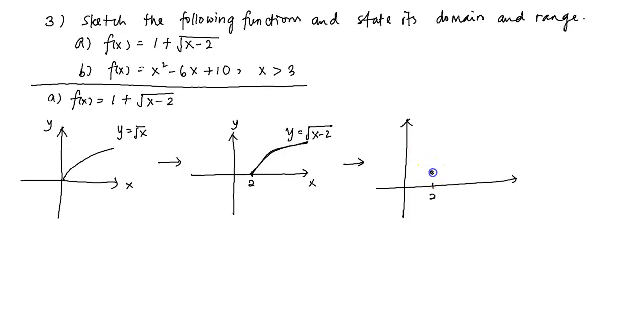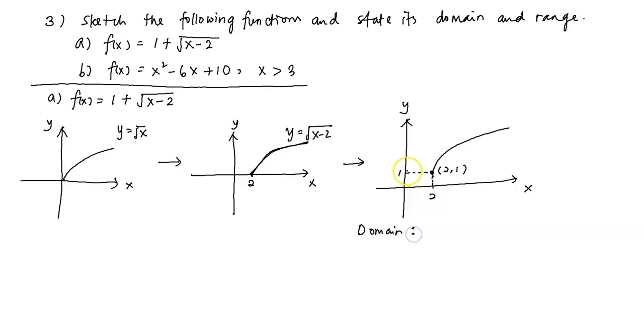The shape will still be the same as the first one, but now the reference point, or all the points of the graph, will be shifted 2 units to the right and 1 unit upwards. So this is my x-axis, y-axis, and this coordinate shall be (2, 1).